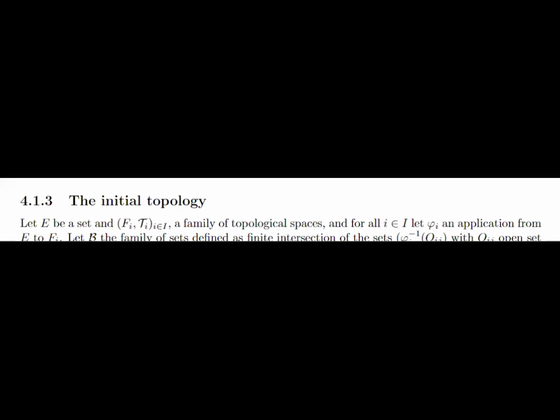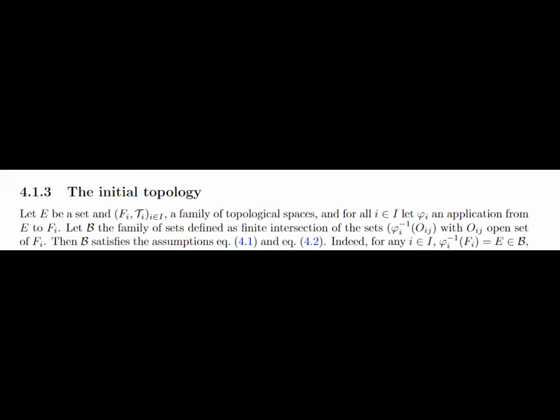I'm just going to read why that is. This is also a small exercise, but this time I will just read it with you. So first of all, if you look at phi i minus 1 of the whole set, it's nothing but E. So you have your 4.1, right? Because this by definition is in B, but this is equal to E. So this gives you 4.1.